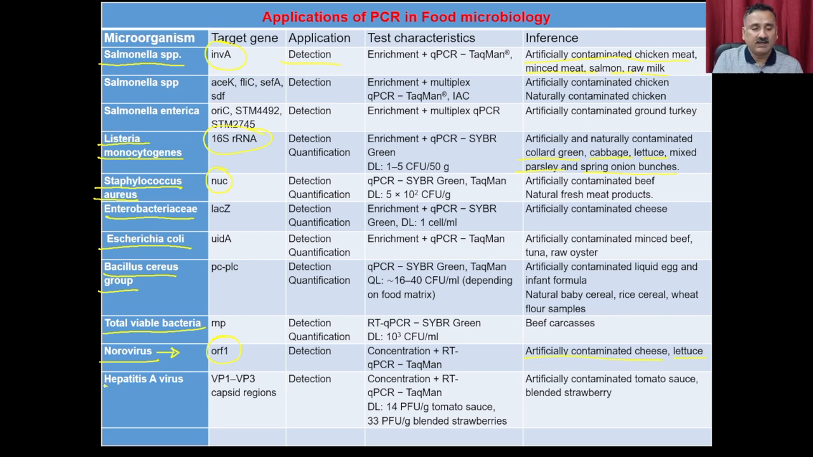Then we can also detect the hepatitis A virus, which is actually the leading cause of foodborne hepatitis, and you can detect it using the VP1 to VP3 capsid region gene, and it can be used for detecting artificially contaminated tomato sauce or blended strawberries.